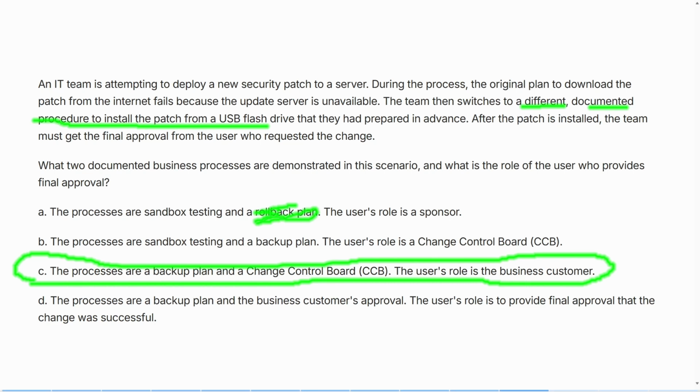Change control board is described here when we're talking about the team, right? The team is trying to implement a change and they're doing things to get final approval from the user who requested the change. The change control board is generally the individuals who are in control of these kinds of changes. So really, it has to be them here. They are the ones doing this. And finally, the user's role is the business customer here, right? They are not on the change control board. The user is receiving the product. So hopefully that all makes sense, guys.